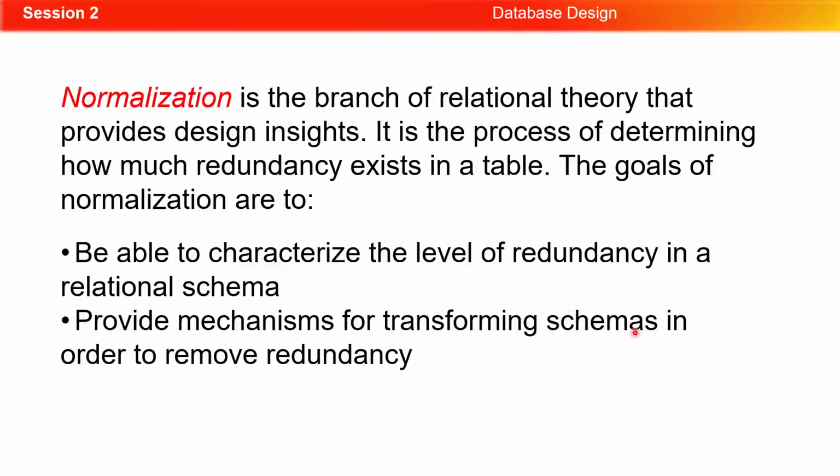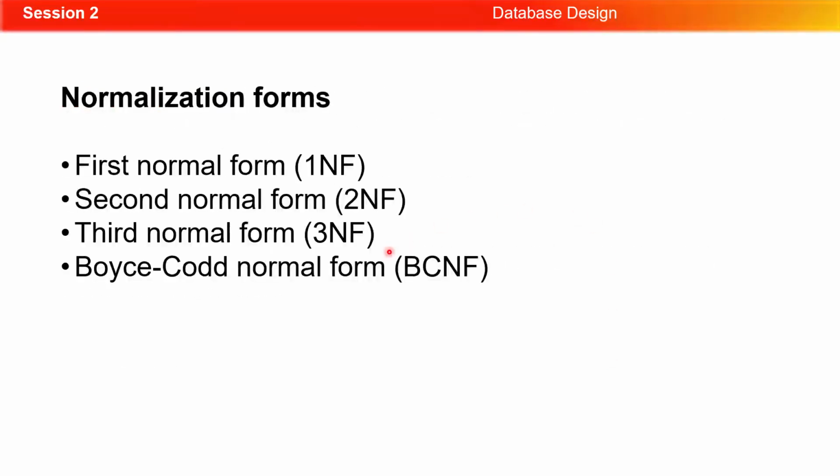And if we haven't talked about it yet, just to review, a schema is the template for our data model. And there are typically considered to be 4 normalization forms: first normal form, second normal form, third normal form, and a variation of third normal form called Boyce-Codd normal form.